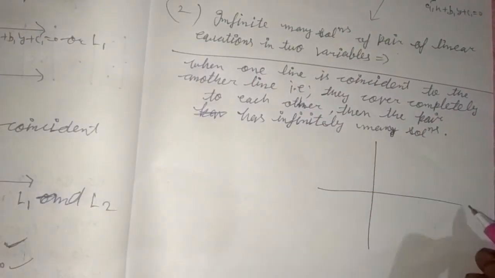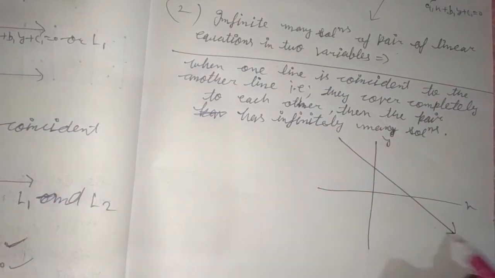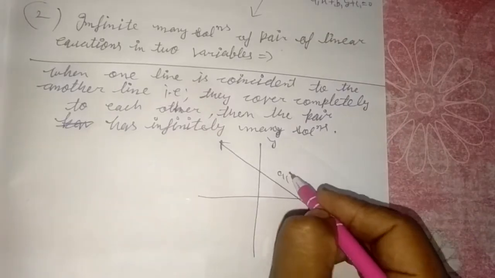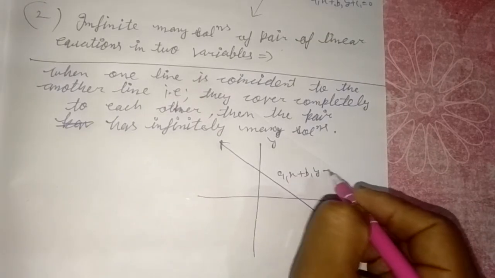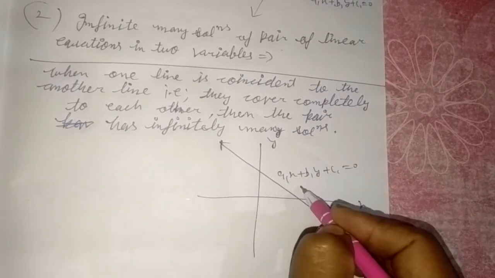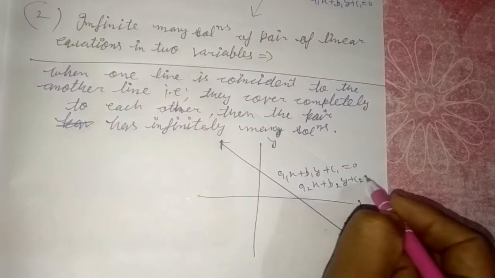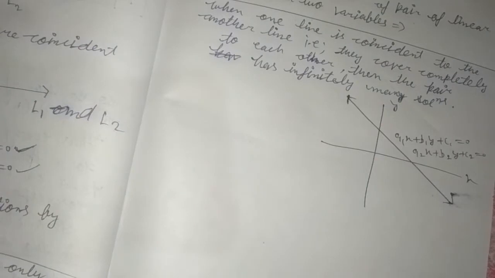So we can draw in the xy plane the line a1x plus b1y plus c1 equal 0, and also a2x plus b2y plus c2 equal 0.